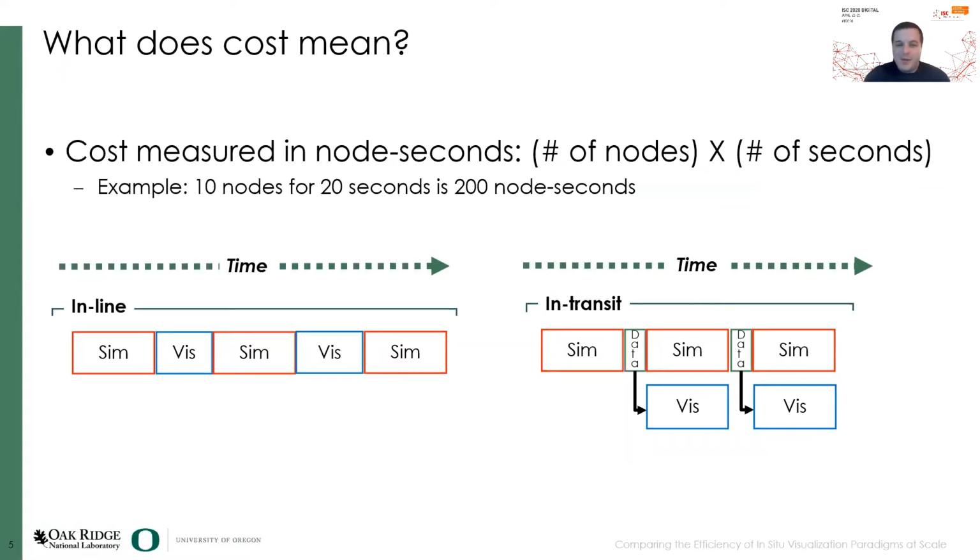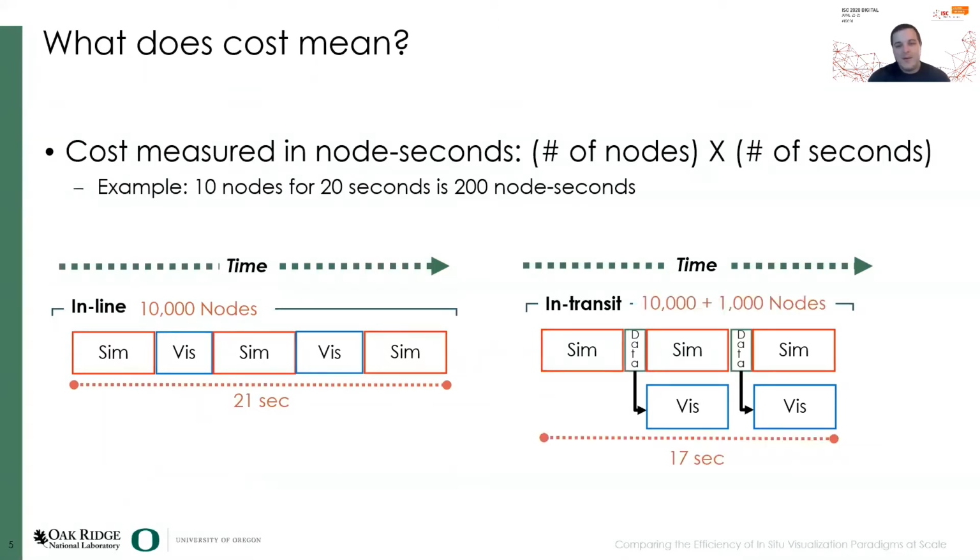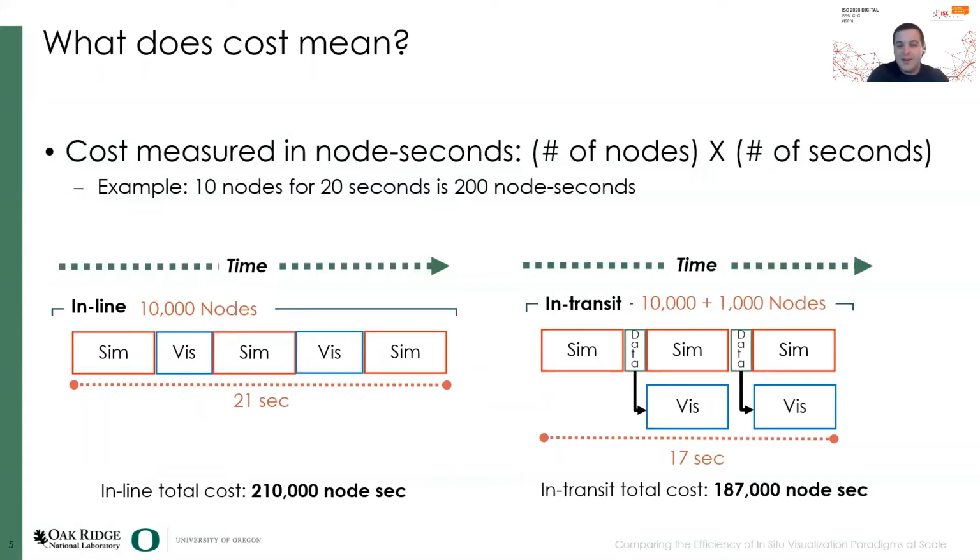Now here are 2 examples. We have an inline allocation on the left and an in-transit allocation on the right, progressing over time. For the inline allocation, let's say we're running on 10,000 nodes, and all of these steps take 21 seconds. On the in-transit side, we still have the same 10,000 nodes for the simulation, but we have to dedicate another 1,000 nodes to do the visualization, and this in total takes 17 seconds. So our inline total cost is 210,000 node seconds, and our in-transit total cost is 187,000 node seconds.